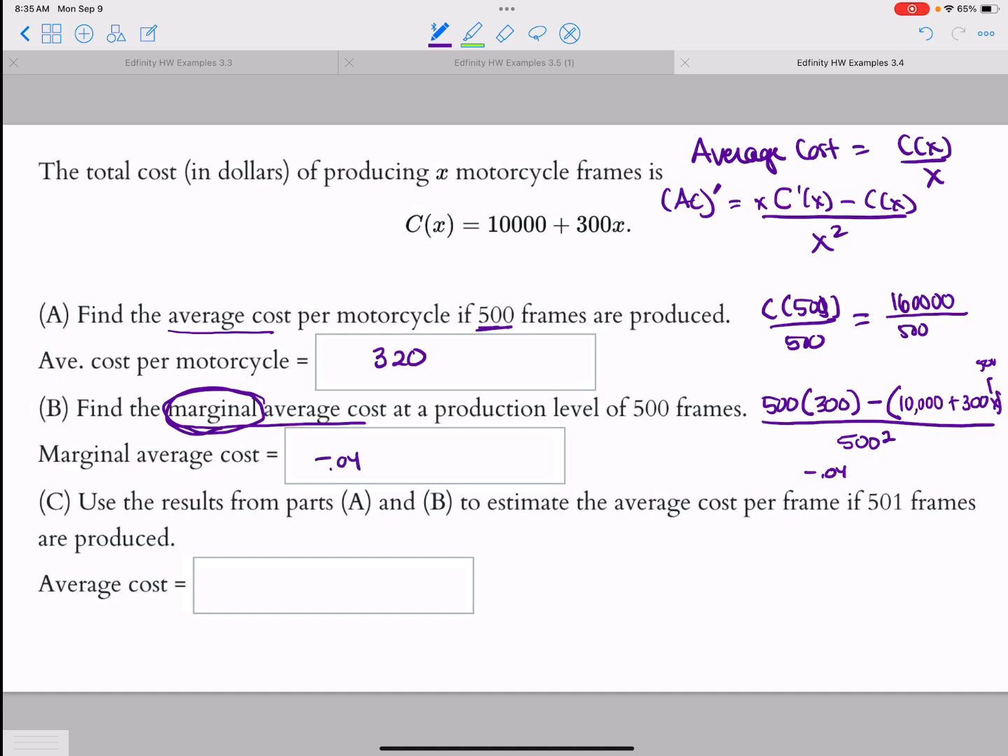And then part C says use the results from part A and B to estimate the average cost per frame if 501 are produced. So we know the average cost of 500 is 320. So to find one more, the part B says the cost to add one more, the average cost for including one more would be a negative 0.04. So you get 319.96.